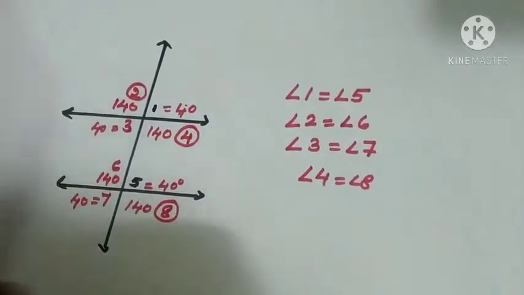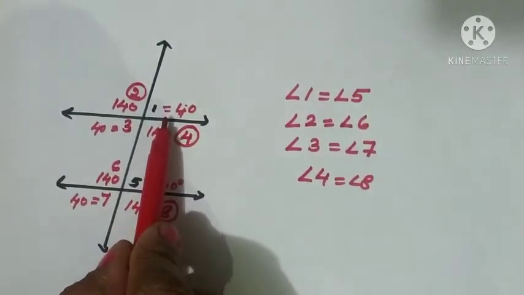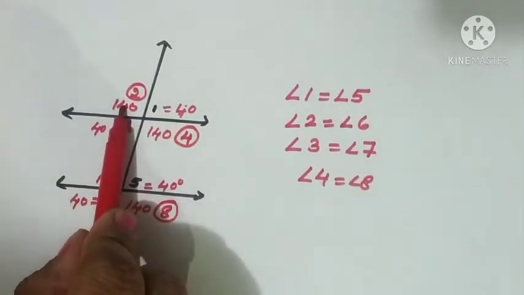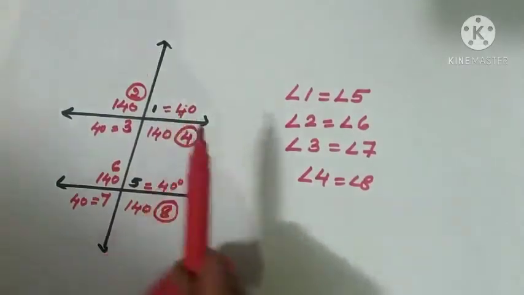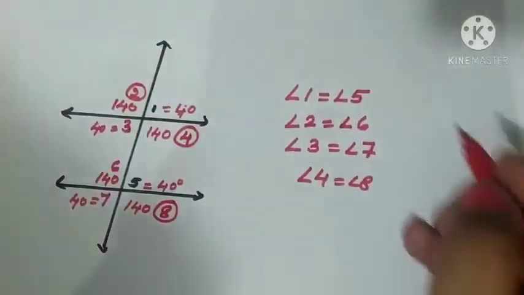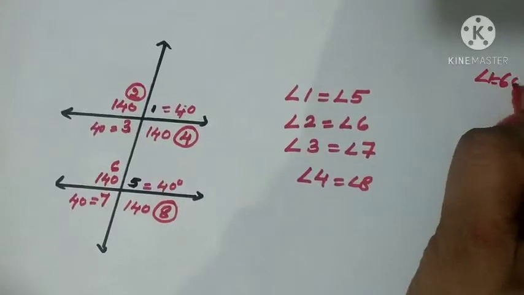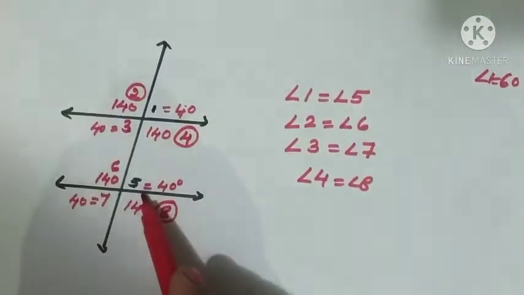Right? So if you think angle 1 is 60, what about angle 2? It is 120. Angle 1 is 60, I told you. Angle 1 equals 60. Then what can you say about angle 5? That is also 60.